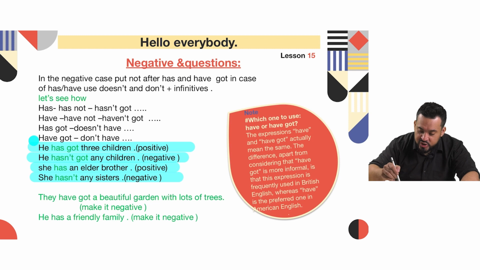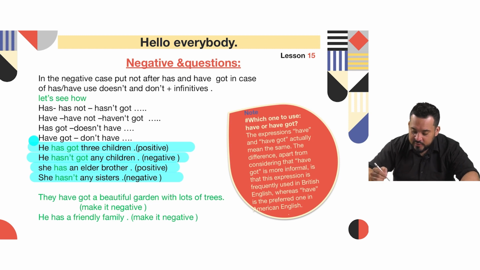Let's change this to negative. They have got a beautiful garden with lots of trees. Make it negative. They haven't got a beautiful garden with lots of trees. He has a friendly family. He hasn't a friendly family. Let's take a look at this note.